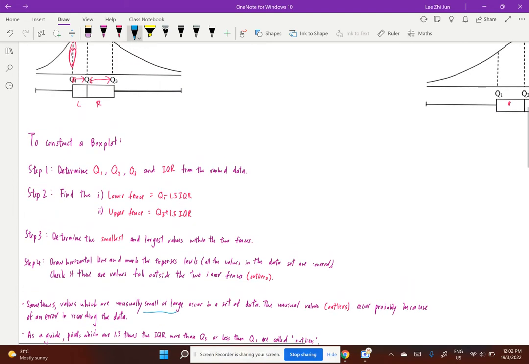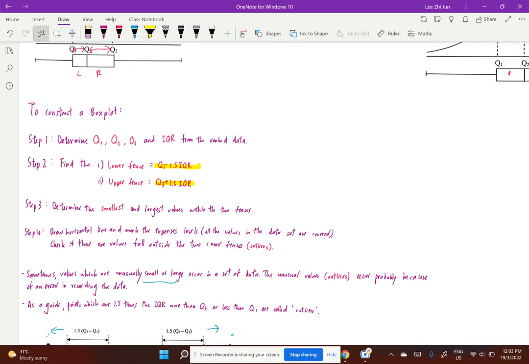So to construct a box plot, we have 4 steps. Step 1, we determine the first, second, and third quartiles and the interquartile range. Second, we find the upper fence and lower fence by using this formula. The lower fence is the first quartile minus 1.5 times the interquartile range. The upper fence is the third quartile plus 1.5 times the interquartile range. Step 3, determine the smallest and largest values within the two fences. Step 4, draw it and find out whether it has outliers or not.